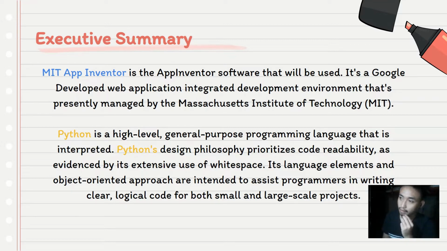Python is a high-level general-purpose programming language. Its design philosophy prioritizes code readability, as evident by its extensive use of white space. Its language elements and object-oriented approach are intended to assist programmers in writing clear, logical code for both small and large-scale projects.